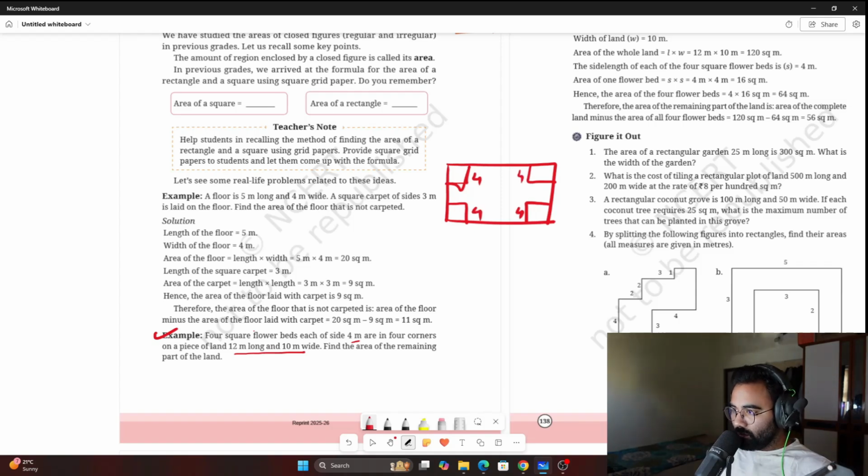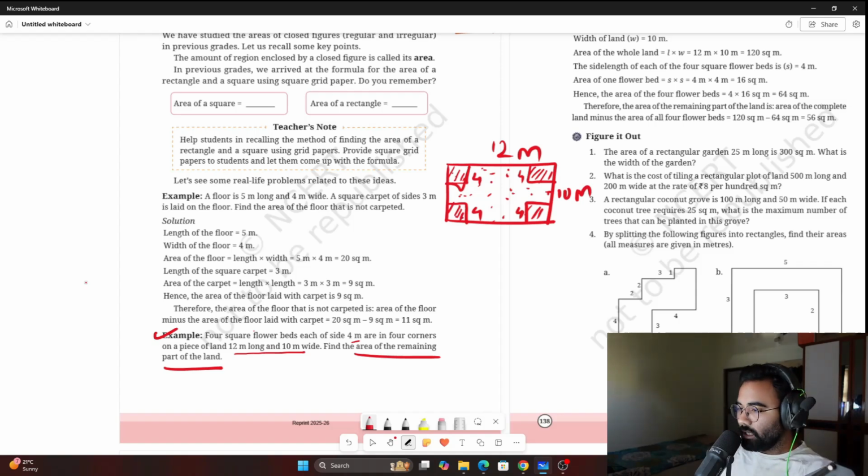Now what is the length of this? It is 12 meters. This is 10 meters. Now they're asking the area of the remaining part of the land. What I have to do is calculate the remaining part, the dotted part. Common sense tells me that if I calculate the total area of the rectangle and subtract this area, I'll get the dotted area.